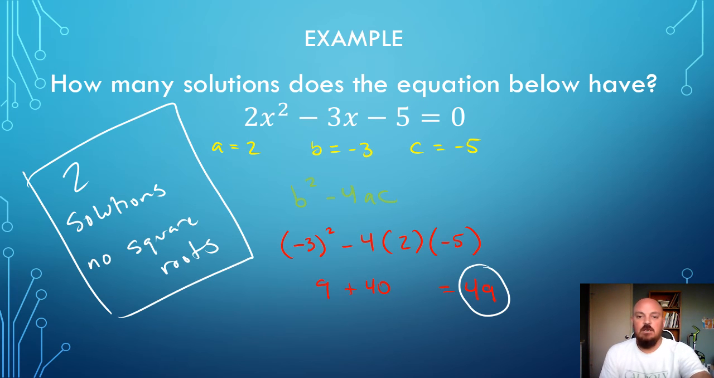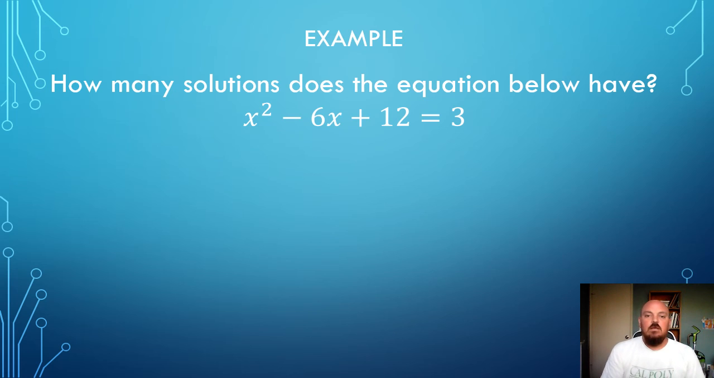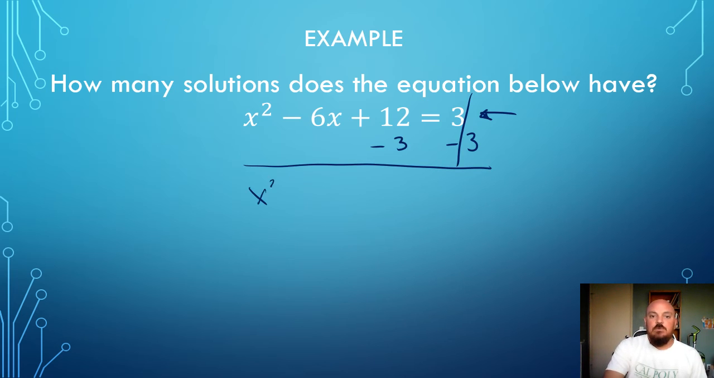Let's do one last example, and that'll be it for today. So same setup. How many solutions does the equation below have? Now, what I did differently here is I gave you a question where we have a 3 here instead of a 0. And that was just a reminder for you guys, just like when we were solving, that needs to be a 0. So before I do anything else, let's subtract 3 from both sides and cancel that out. And we have x squared minus 6x plus 9 equals 0.